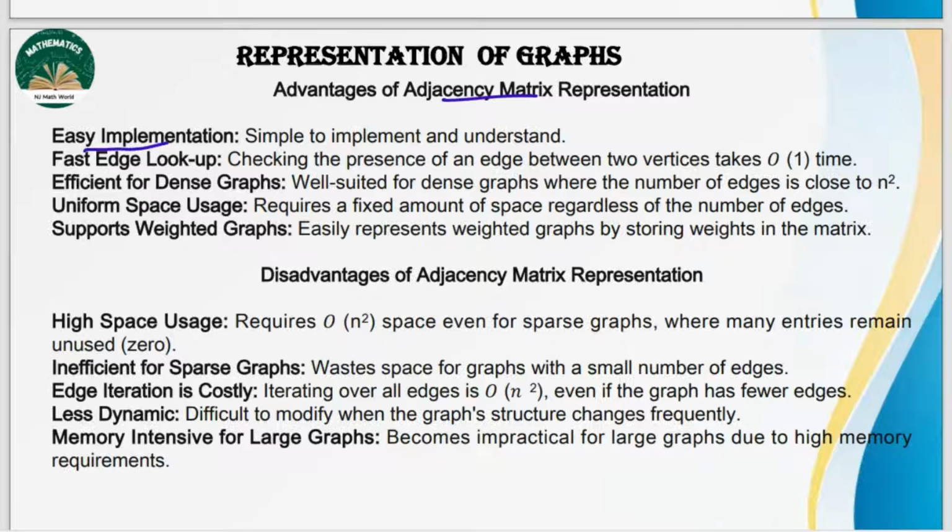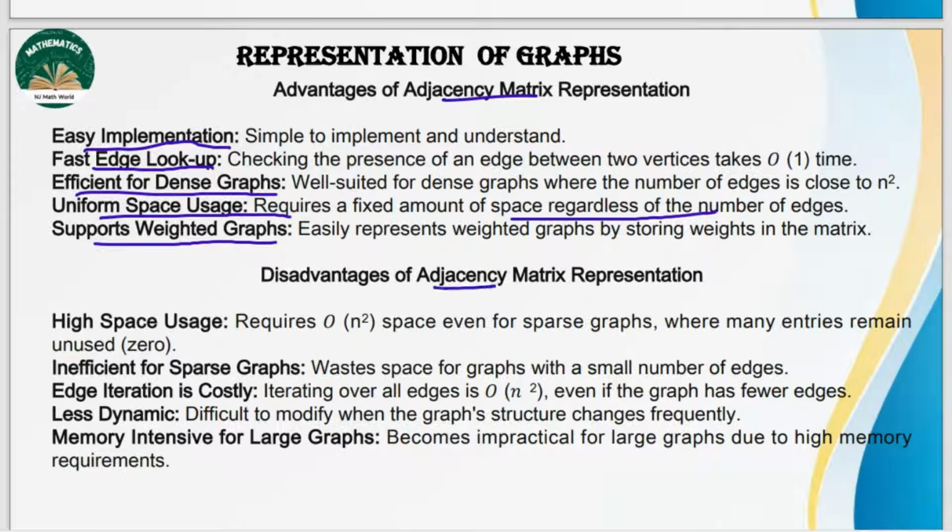Okay. Then moving on with the next one, advantages of adjacency matrix. It is easy to implement. Implementation is easy. Fast edge lookup. We can check the edges between the two vertices. Efficiency for the denser graph. The number of edges is close to n square. We can check them. Uniform space usage. So uniformly the space can be used. Supports weighted graph.